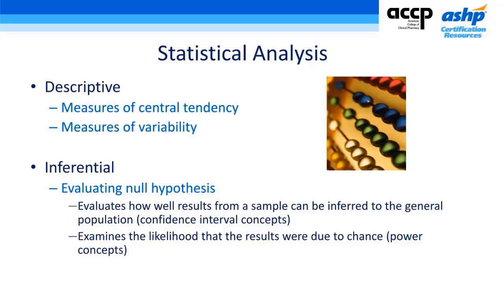Now, inferential statistics are the statistics that we will use when we evaluate a null hypothesis. So basically, we're going to examine the likelihood that the results were due to chance. So we're thinking about power concepts with that statement. And then we also want to think about confidence interval concepts. So how well do the results from this sample infer to the general population overall?